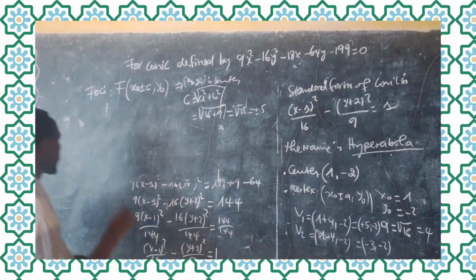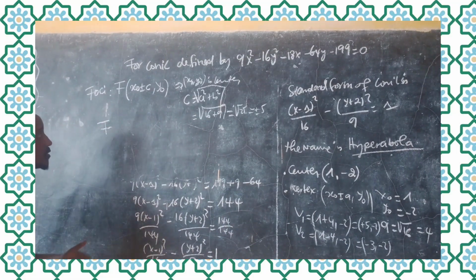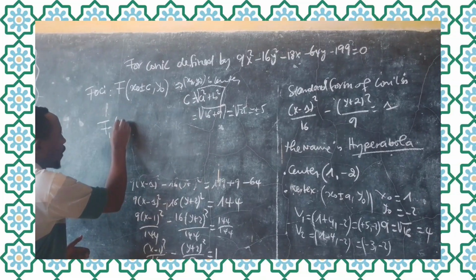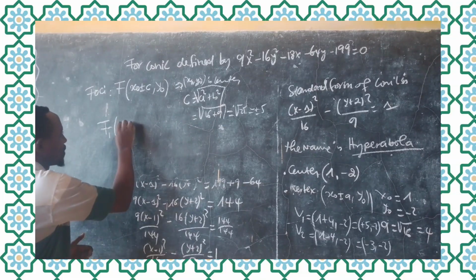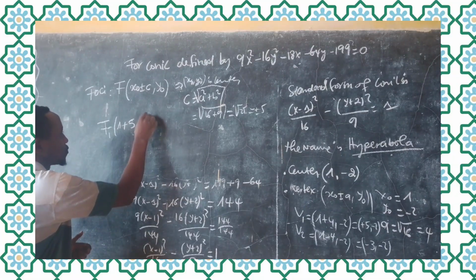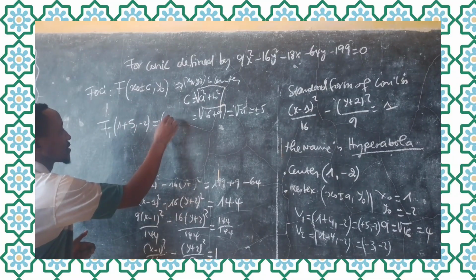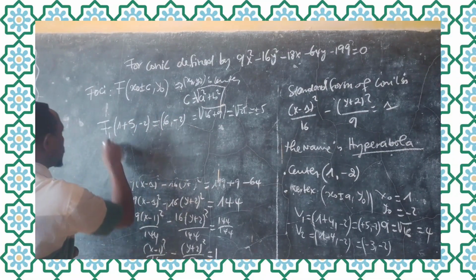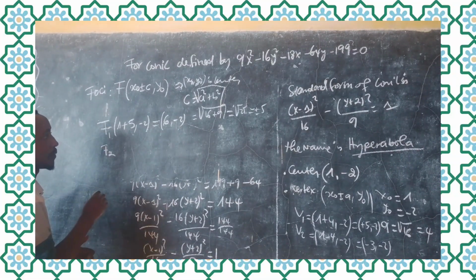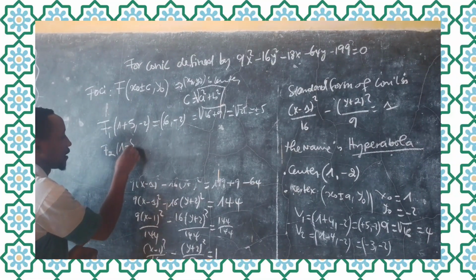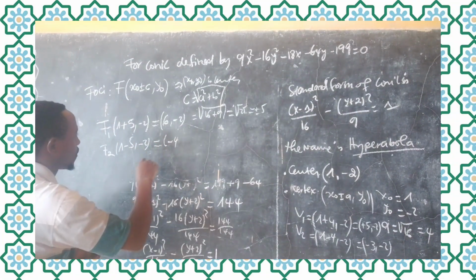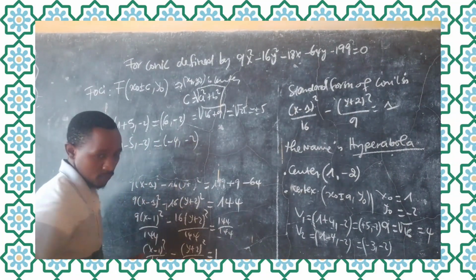So the foci are equal to what? The first one is x1 equal to 1, then plus c, which is 5, and minus 2, which is equal to 6 and minus 2. This is the focus number 1. The focus number 2 is equal to 1 minus 5 and minus 2, which is equal to minus 4 and minus 2.